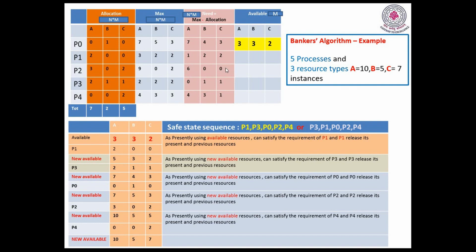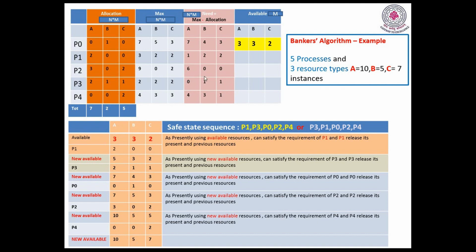P2 requirement is 600. Available is 532. Condition false. Why the condition is false? Resource type A 5 available and need 6. So condition false. Next, going to the next process.